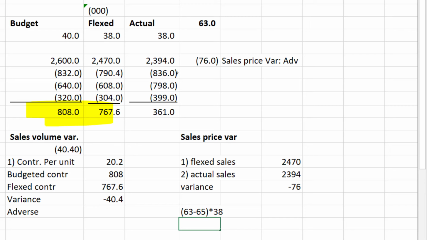And put that over there, put an equal sign in front of it, and we'll get the same number. Okay, so guys, that is the sales price variance. Lots of ways to calculate it, but it is the difference between the flexed and the actual revenue lines.